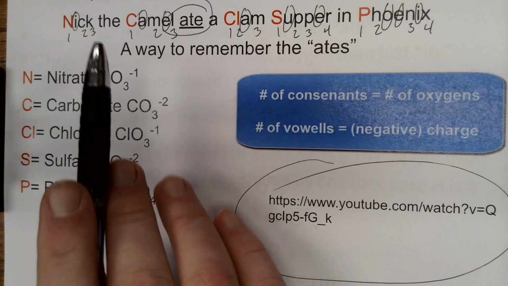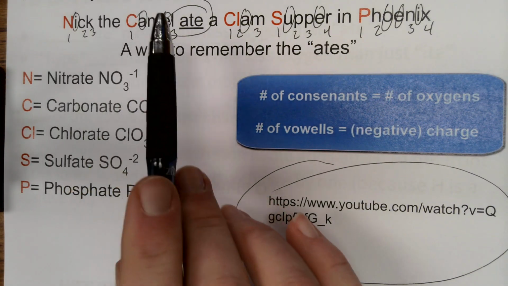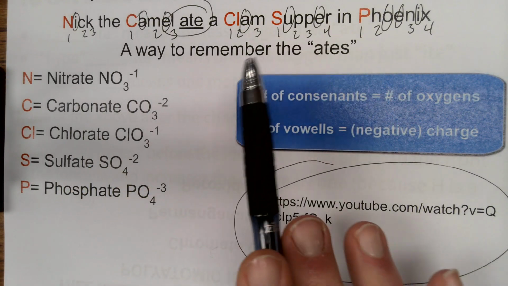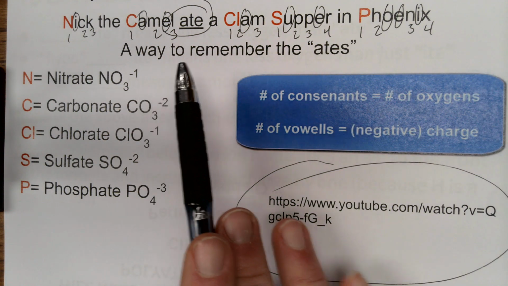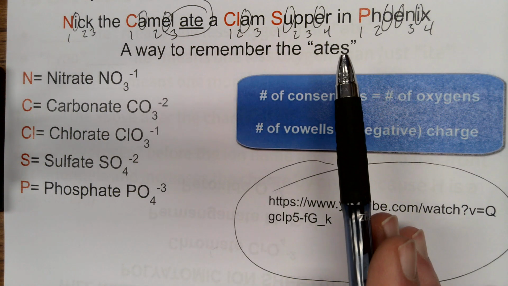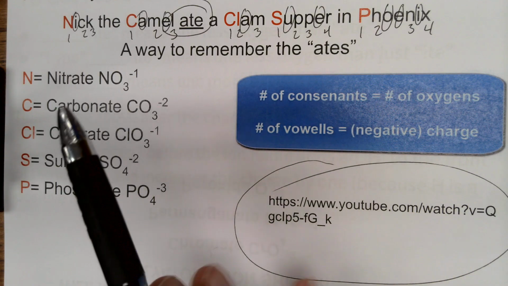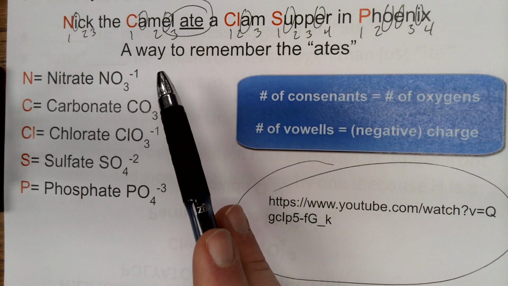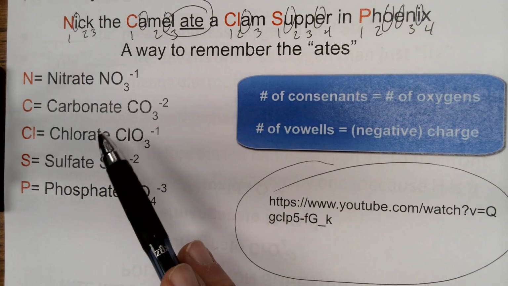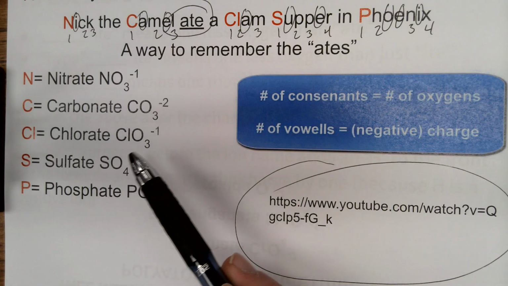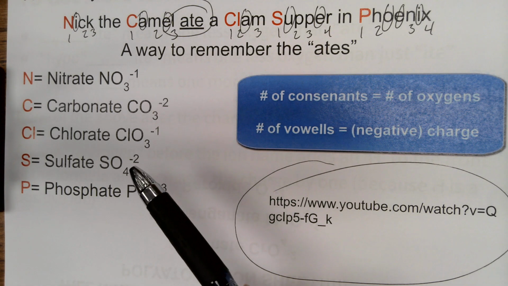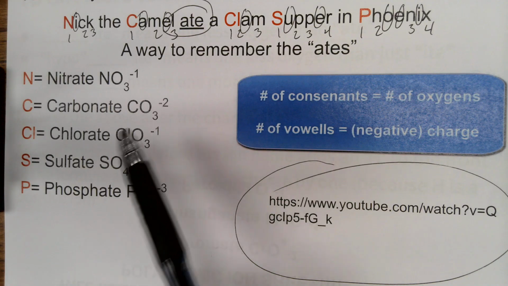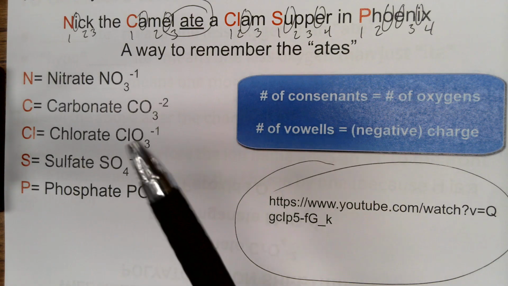If you're looking for something to write down, I just write the sentence down. Nick the Camel ate a clam supper in Phoenix. And that's a way to remember all of my -ates, because you should have already written down nitrate and its ion, carbonate and its ion, chlorate and its ion, sulfate and its ion, phosphate and its ion. Use your time wisely. You don't have to write everything down.